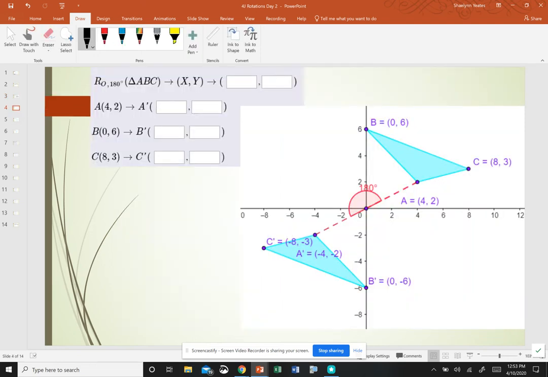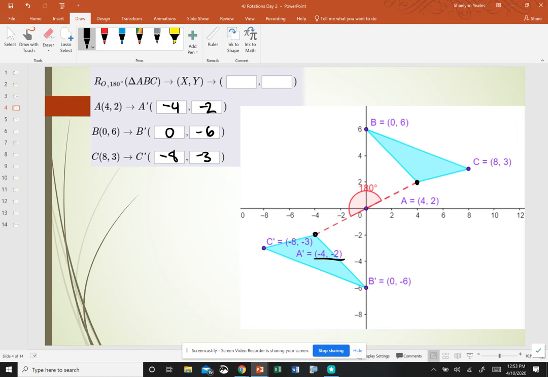All right, so then we've got this one here. It's very similar to what we just did, but now it's 180 degrees. So I dragged it a little bit further. Okay, so now A went from 4, 2 to -4, -2. It tells me right here. B went from 0, 6 to 0, -6. And C went from 8, 3 to -8, -3.